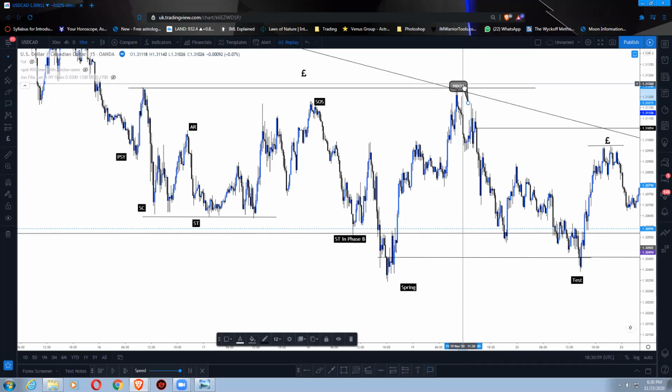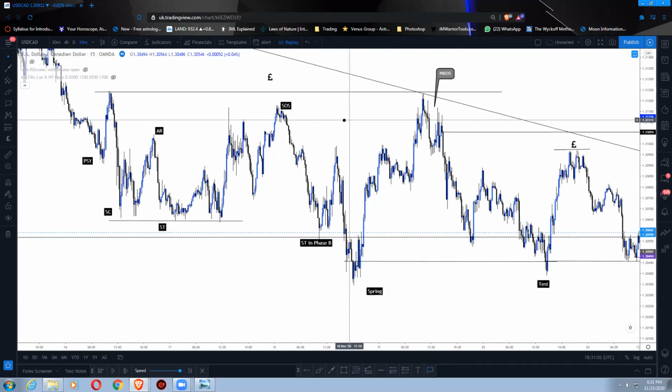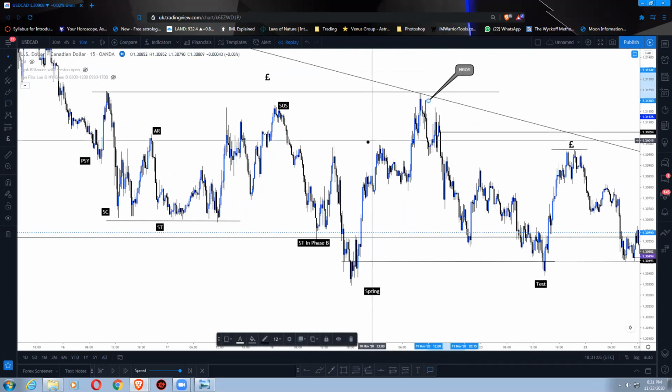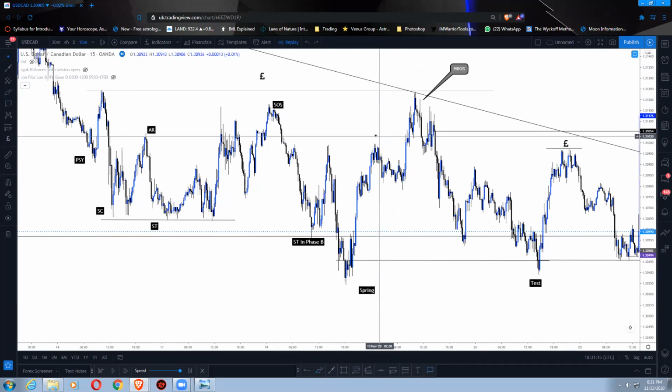Now, this major break of structure gives us bullish intent. This is now saying to us, okay, cool, we are now getting bullish intent because we broke multiple structures. We broke lower high, lower high. We broke multiple points of structure. So this is now showing us that, okay, this market is going to want to move.